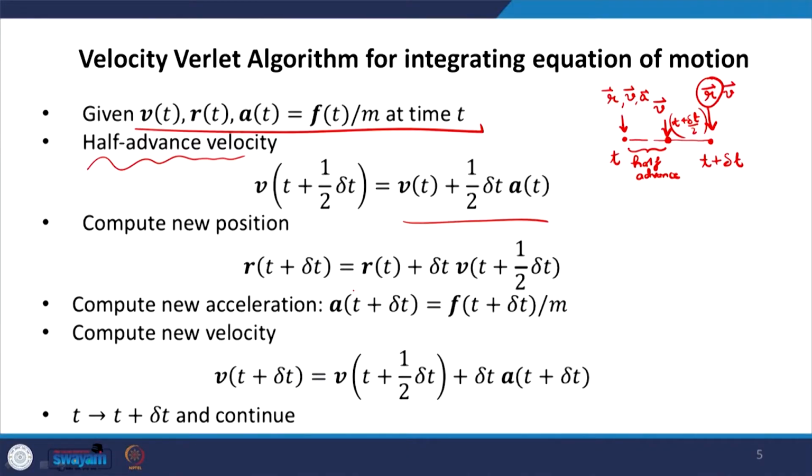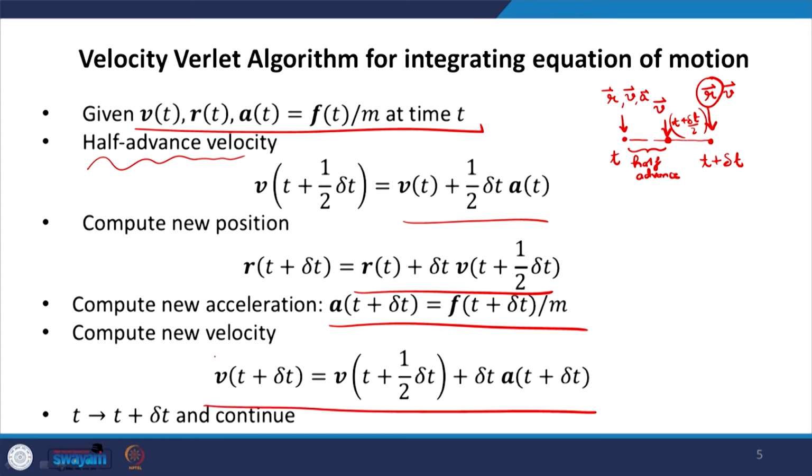So, then we simply compute the new position as the old plus delta t multiplied with velocity at the midpoint. And then I find the new acceleration at time t plus delta t. And finally, I compute the velocity at time t plus delta t as the velocity at t plus half delta t plus half delta t multiplied by acceleration at time t plus delta t, right.